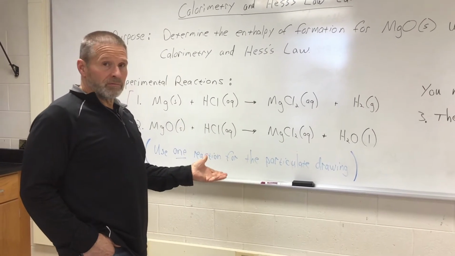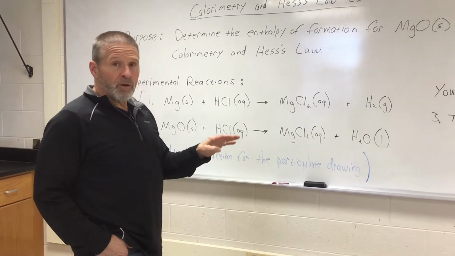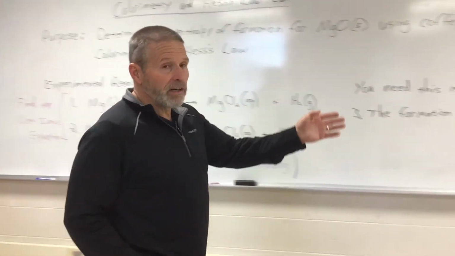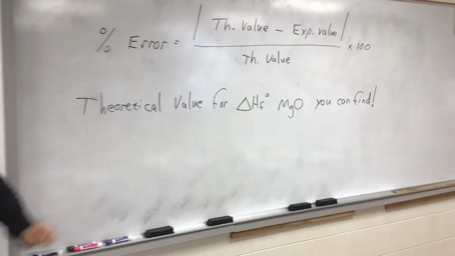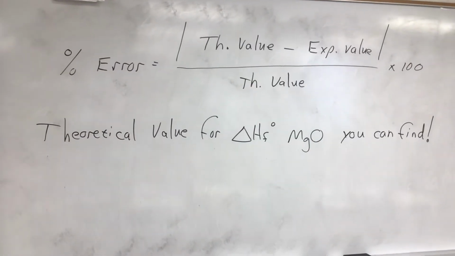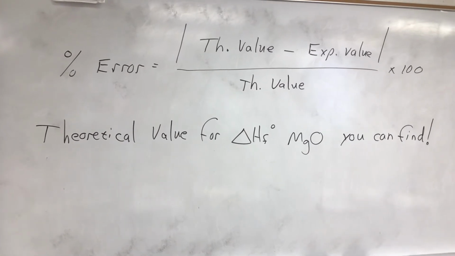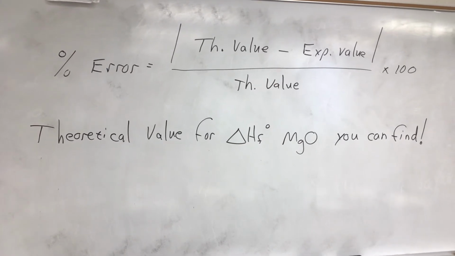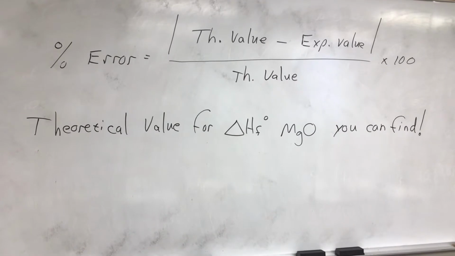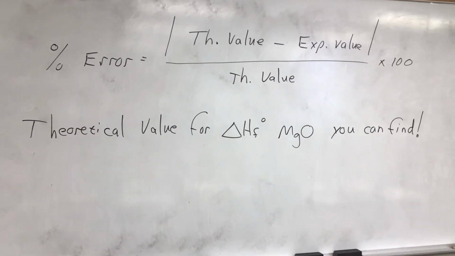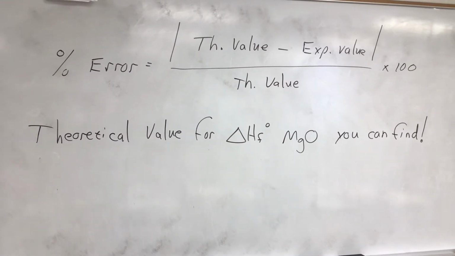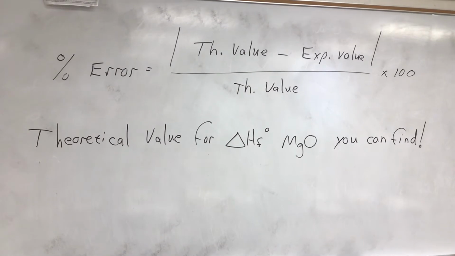Now in the end, what you're going to do is figure out your percent error between the experimental value and the theoretical value for the enthalpy of formation of magnesium oxide. I don't know if you've dealt with percent error before. Percent error is the absolute value of your theoretical value minus experimental value over the theoretical value times 100. You probably have used that before, but we wanted to just make sure you have it. And realize that you can look up the theoretical value for the enthalpy of formation of MgO.